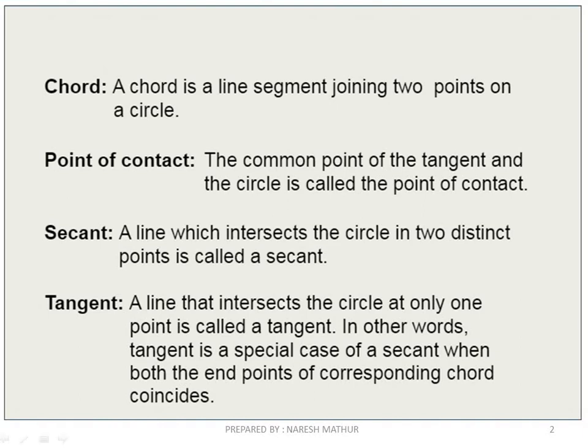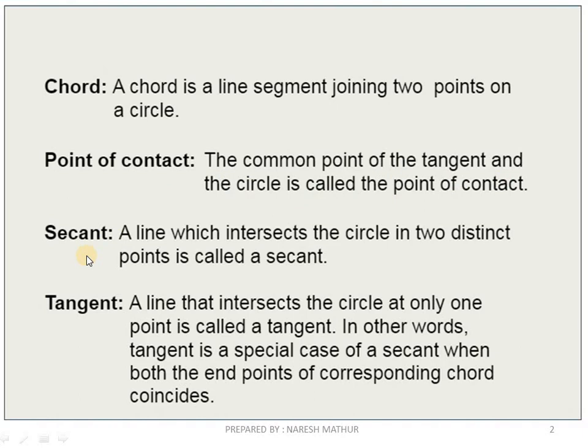Here are some terms. First is chord. A chord is a line segment joining 2 points on a circle, but a chord divides the circle into 2 unequal parts usually, and the diameter is called the longest chord in the circle. Point of contact: the common point of the tangent and the circle is called a point of contact.